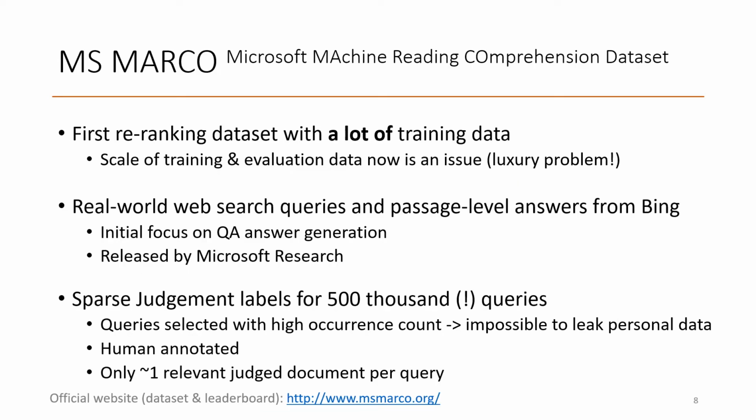Now we'll turn to some of the most influential test collections from the last few years. And here I want to start with maybe the most influential one for everything concerned with neural ranking, and that is MS Marco, or the Microsoft Machine Reading Comprehension dataset. It's the first re-ranking dataset with a lot of training data. And I want to emphasize this, a lot of training data, because now the scale of training and evaluation data becomes an issue, which is very much a luxury problem that IR researchers in most cases, especially in academia, didn't have before.